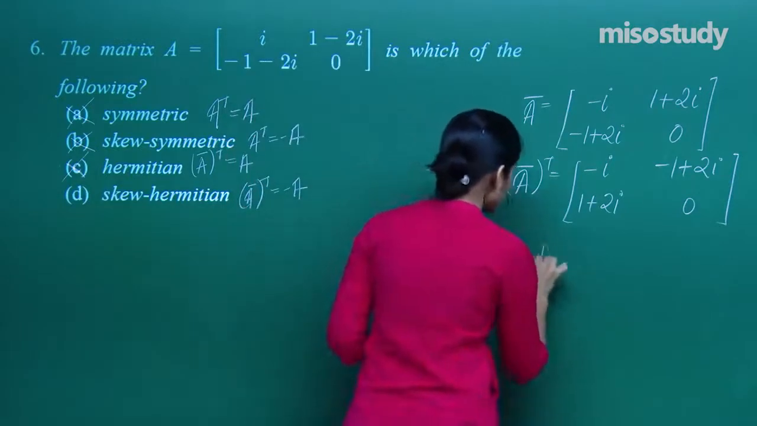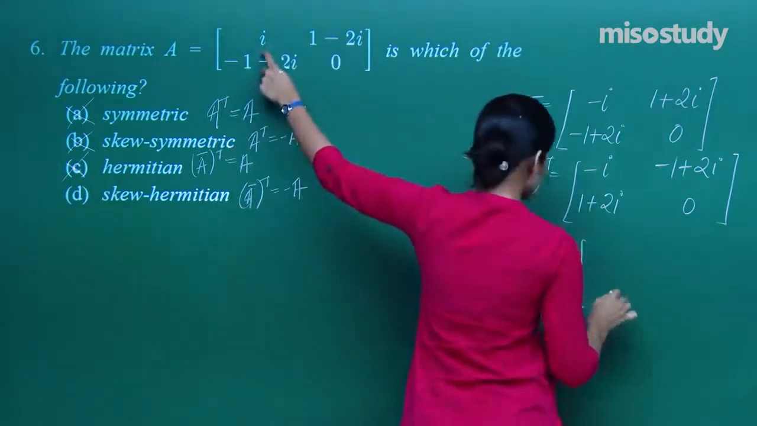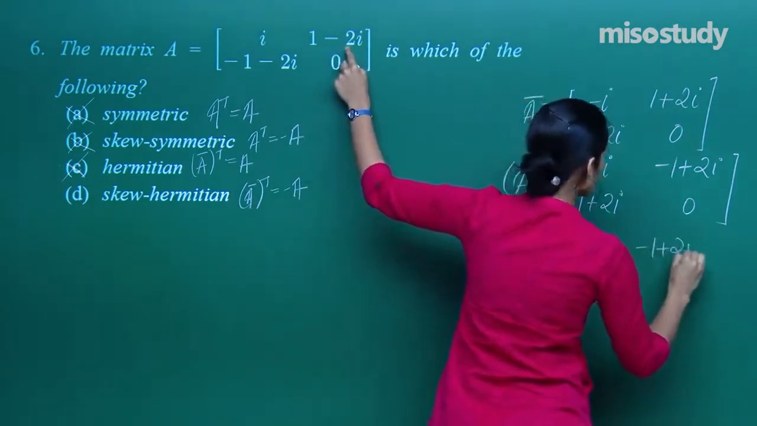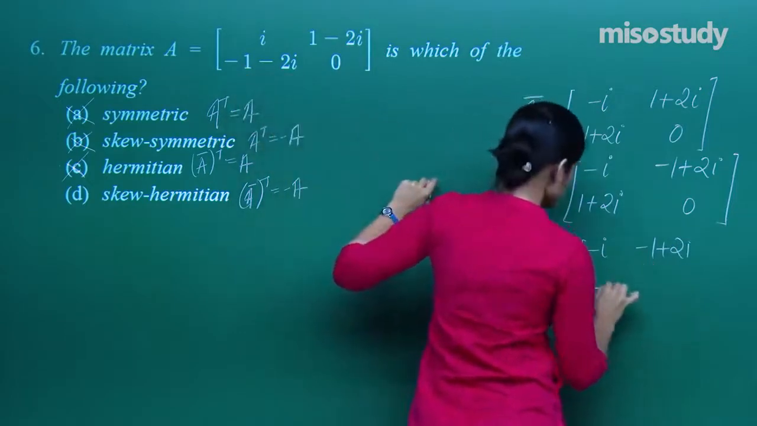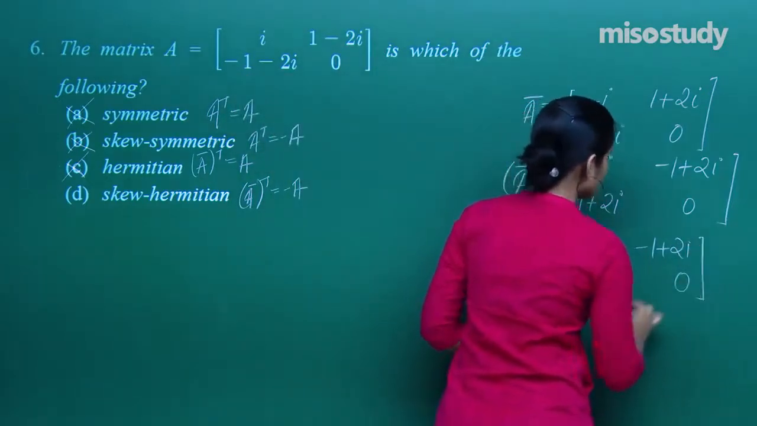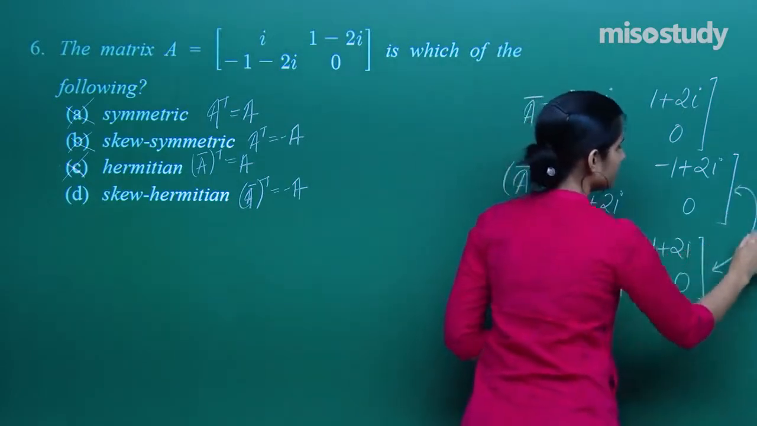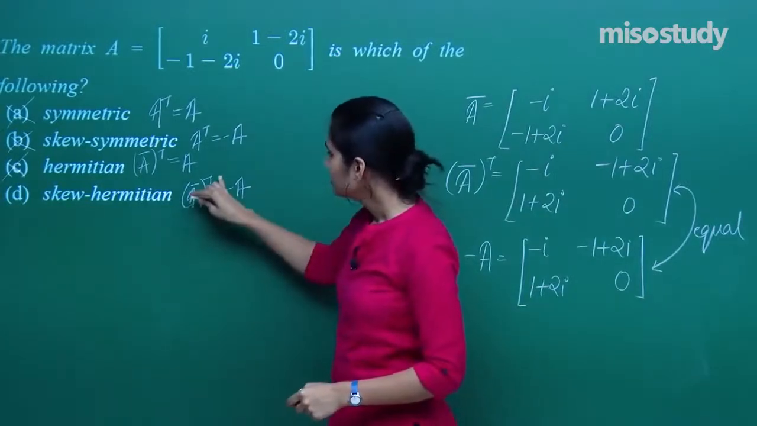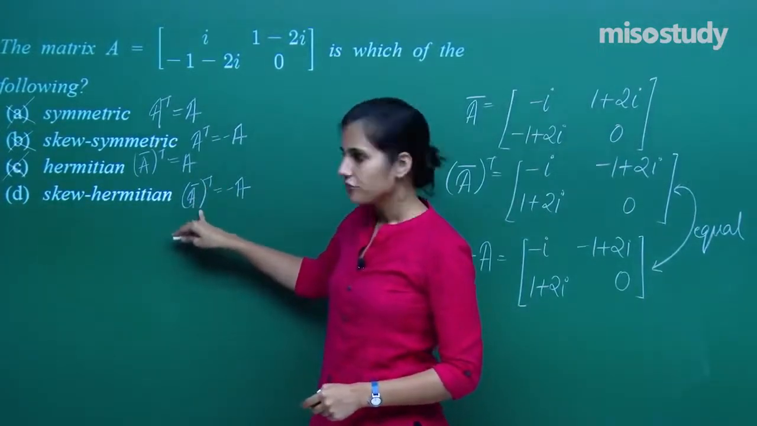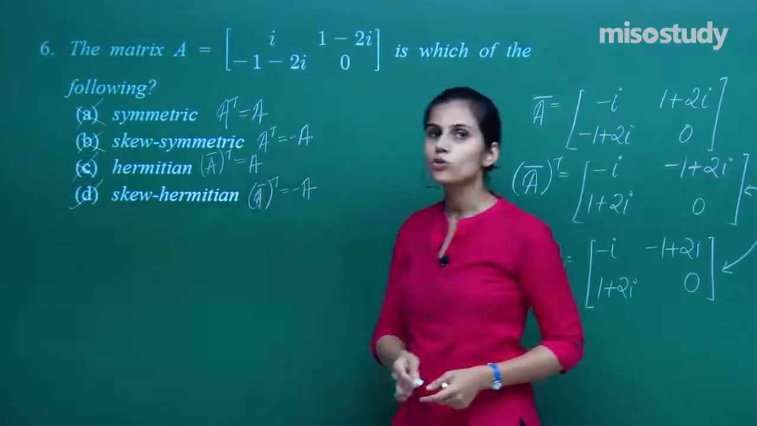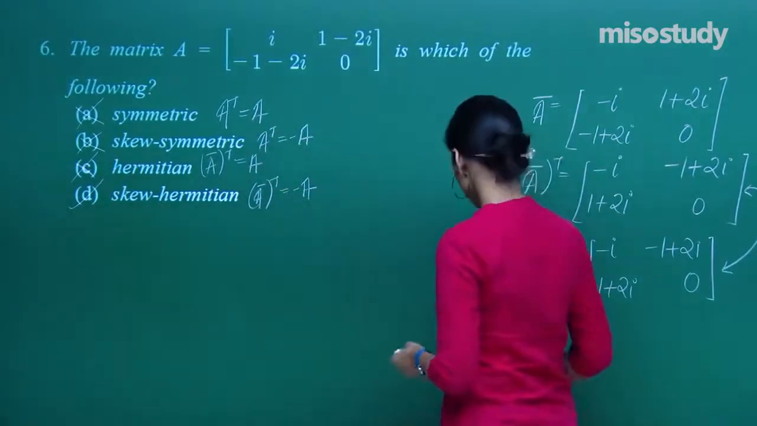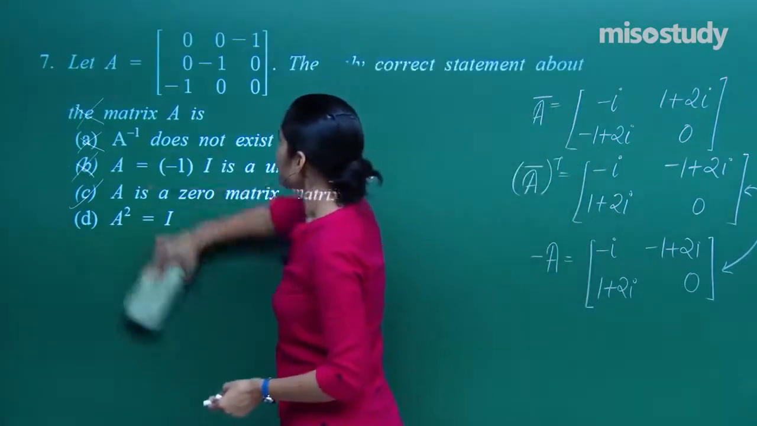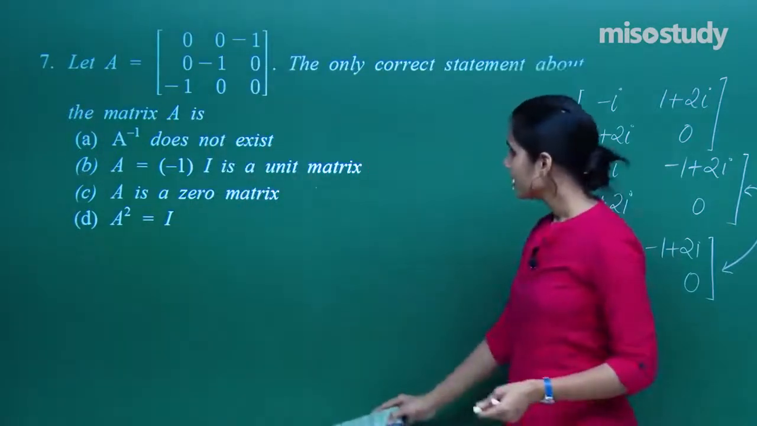But if I talk about minus A, it will be minus iota, minus 1 plus 2 iota, 1 plus 2 iota and 0. And you can see both these are equal. Therefore, you are getting that the conjugate transpose of the matrix A is equal to minus A, and therefore A is skew Hermitian. Fine?